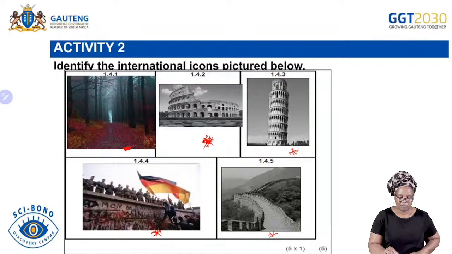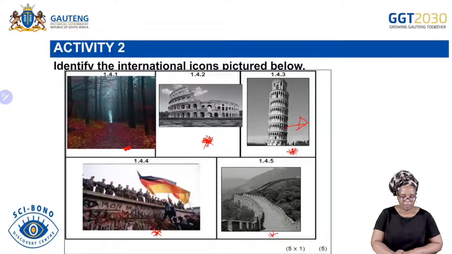Look at the third one. We have the tower. We talk about this tower. By saying that it is a tower, it is giving away the answer. If you have said that it is the Leaning Tower of Pisa, you are right. Number three is the Leaning Tower of Pisa. You can see that it's leaning in this direction.